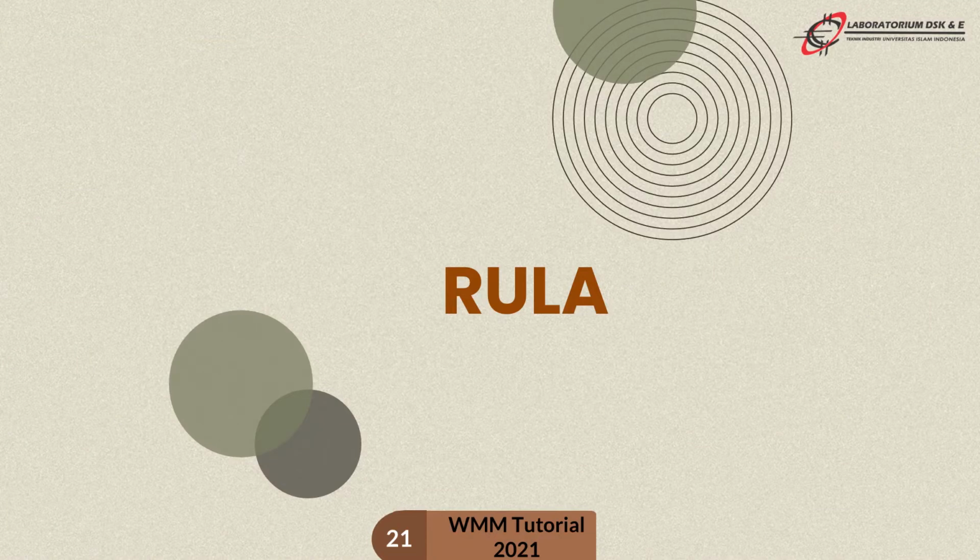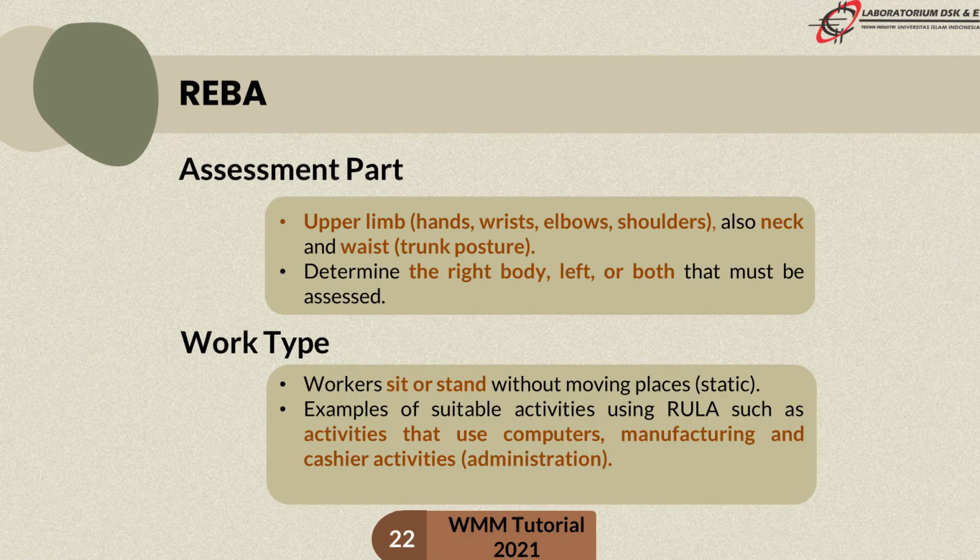Next, we go to how to measure RULA manually. The assessment part of the RULA method is the upper limb, that is hands, wrist, elbows, shoulders, also neck and waist, posture and trunk. Then, in RULA also determine the right, left, or both parts of the body to be assessed. Types of work assessed in RULA are where workers sit or stand without moving places, or static. Examples of suitable activities using RULA are activities that use computers, manufacturing, and cashier or administration activities.